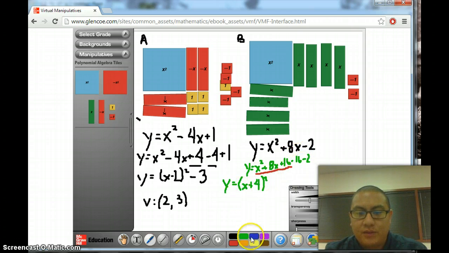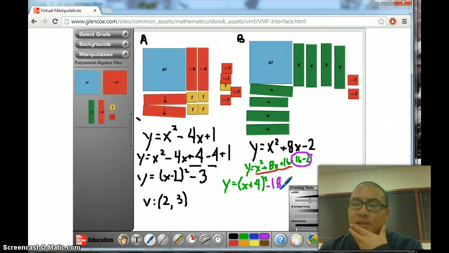So now we have to account for this part, and I'll circle it in purple. Negative 16 minus 2, and that's going to be negative 18. Okay, and there we go for the second one.